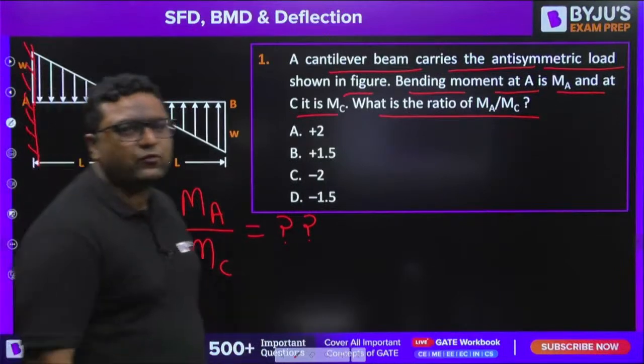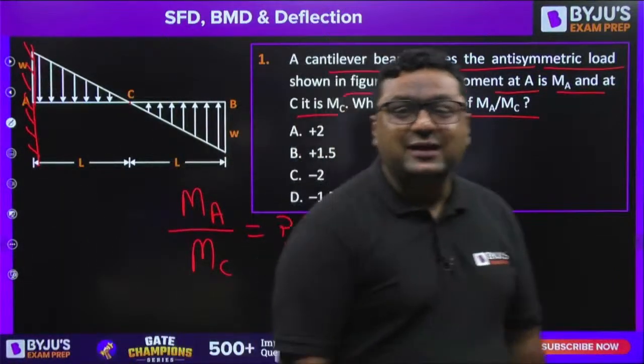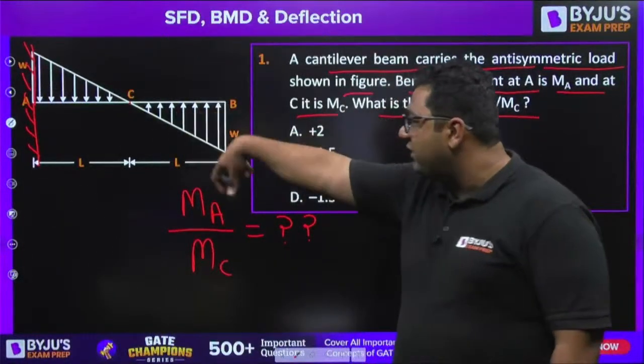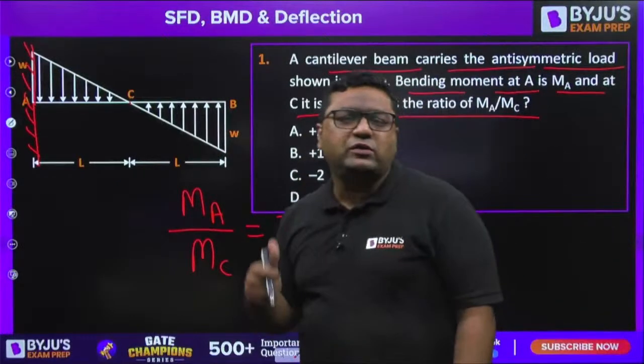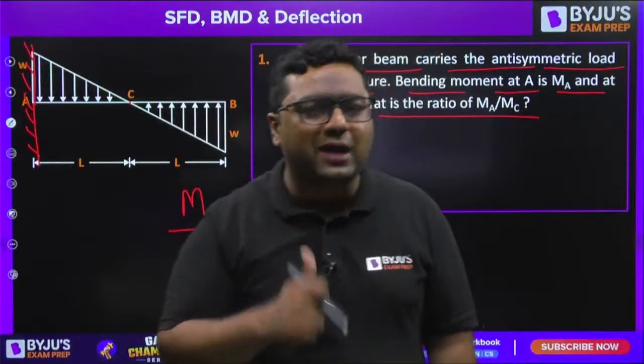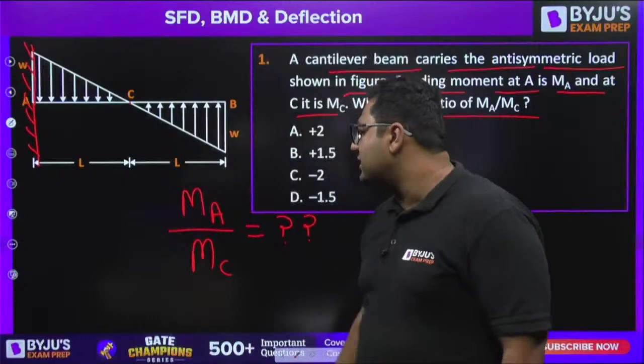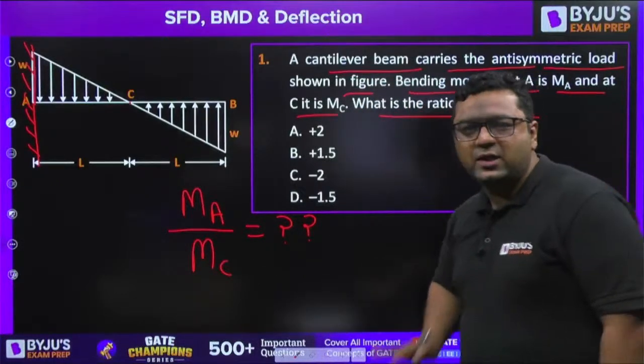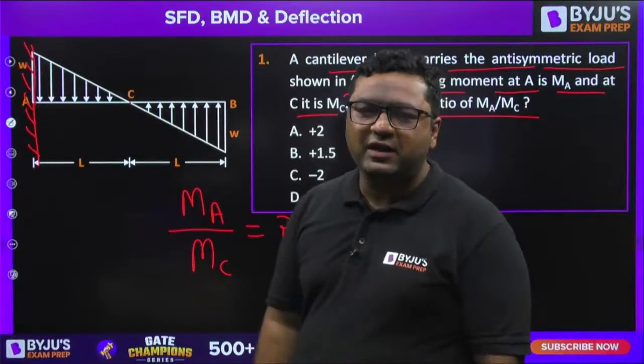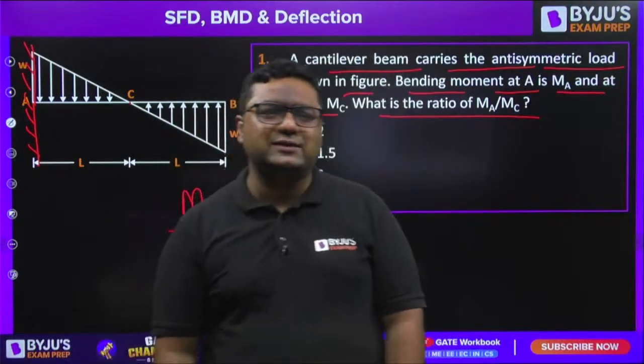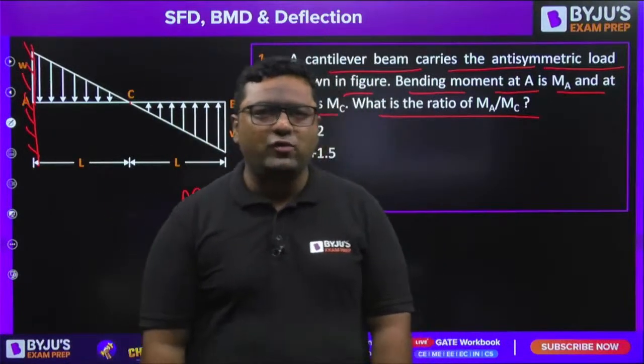I feel in this type of question in the GATE examination, they have given the same figure and asked which one of the following is the correct bending moment diagram. So I am asking you what is the ratio of MA and MC. This type of question can definitely be part of the GATE 23 examination. So solve it guys.